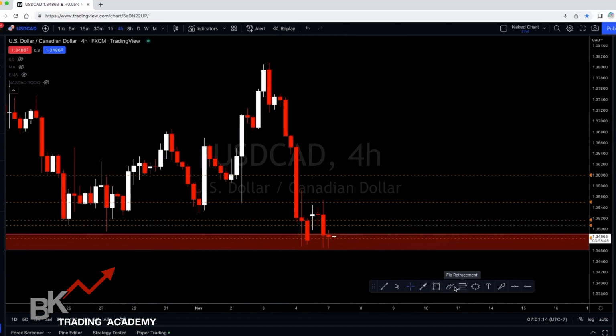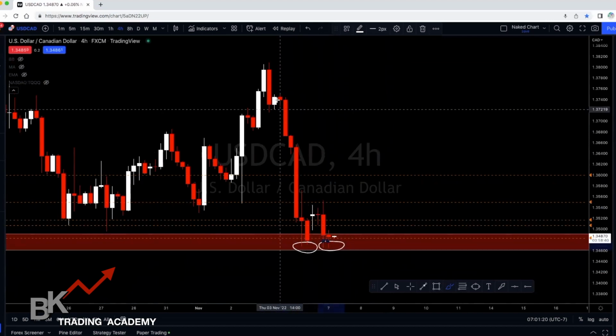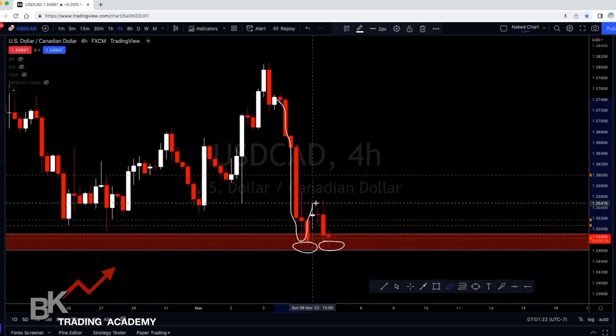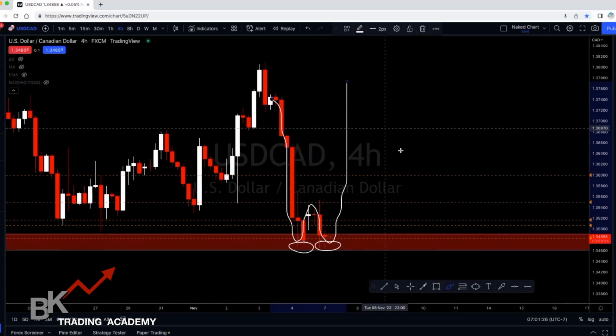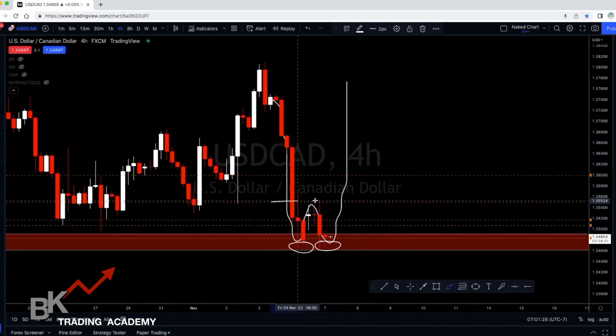So when I say that, basically what I see here is wick rejection at support, double wick rejection at support. I see somewhat of a W coming together. Remember, we've already established that we are bullish on the higher time frame. So this would be the neckline of my W formation pattern, and I'm already seeing a nice strong wick rejection right here at this support. So that's a good sign.